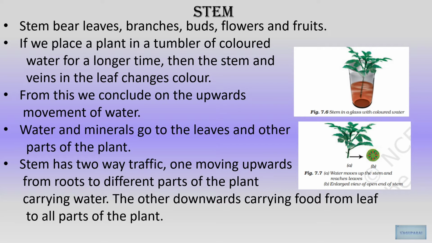The stem has two-way traffic. One is moving upwards from the roots to the different parts, and the other is in the downward direction, carrying food from the leaf to the other parts of the plant.